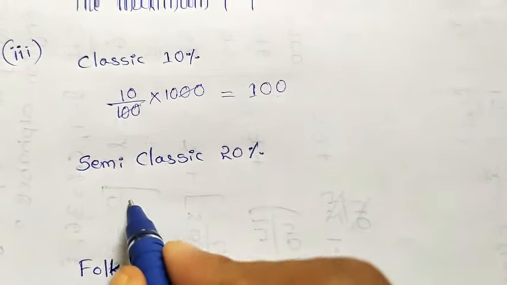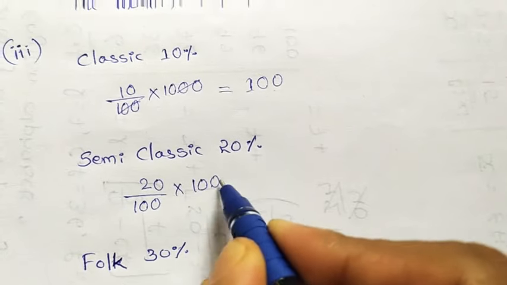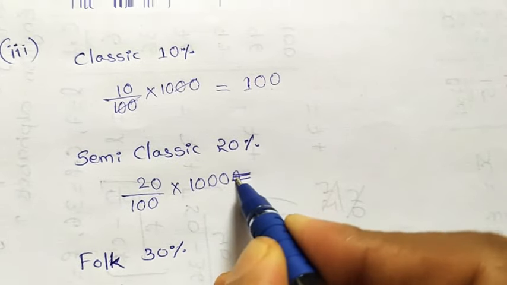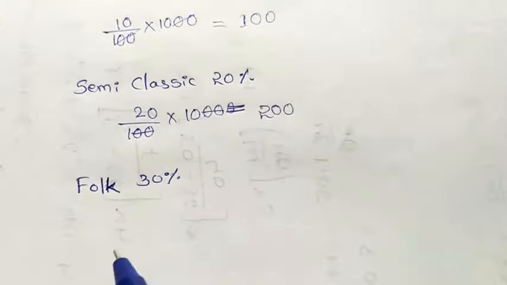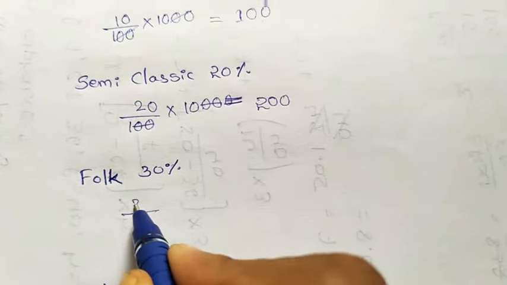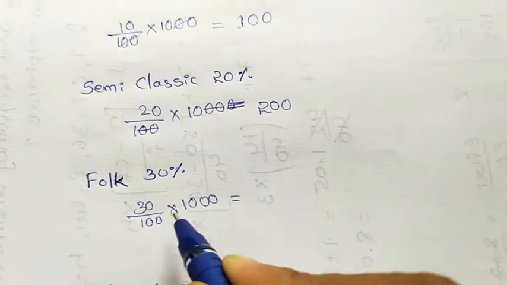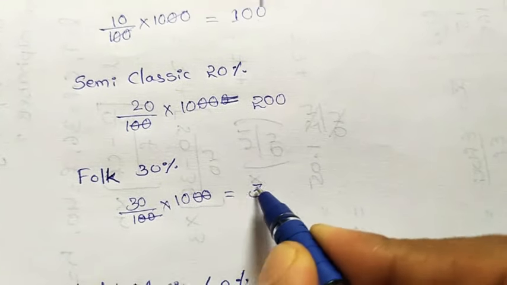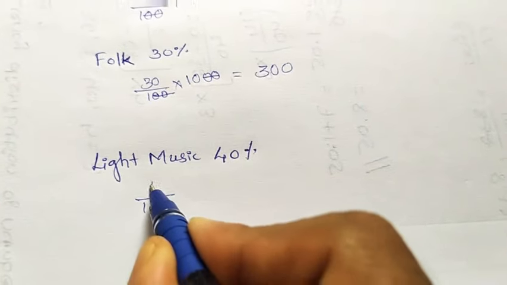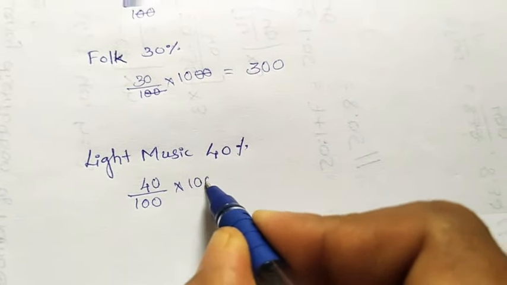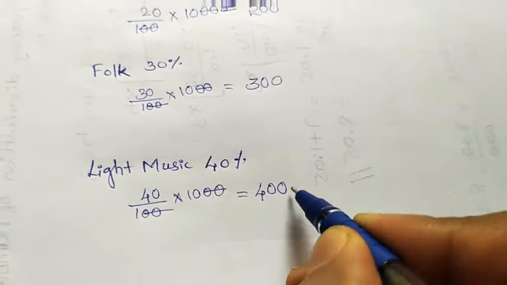For semi classic, for the 100 here it is 20, then for 1000 we will get 2 zeros, it will be 200 CDs. And the pop will be 30 by 100, so into 1000, it will be 300 CDs. Similarly, light music 100 for the 40, then 1000 for 20, 20 gets cancelled, totally 400 CDs of the light music.